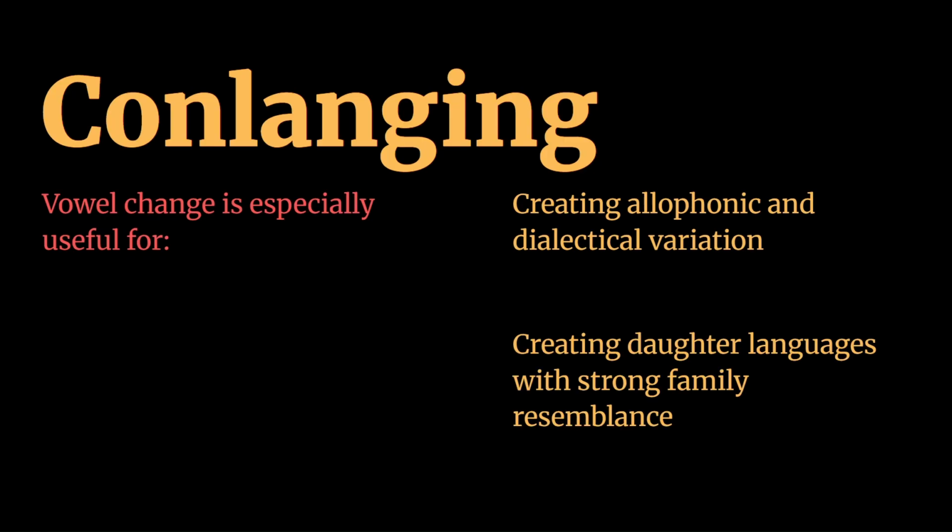It's also useful for creating daughter languages that have a strong family resemblance. This is based purely on my own observations and doesn't necessarily have a whole lot of backing, but it does seem as though people pay more attention to the consonants of a word. And so if you have two words in two different languages with the same consonants but different vowels, those words are going to look related, and thus those languages are going to look related, even if there's pretty wide variation in the vowels. Finally, we move on to our case study.